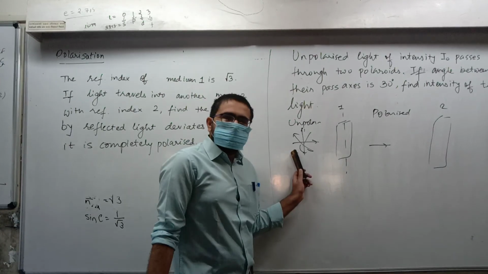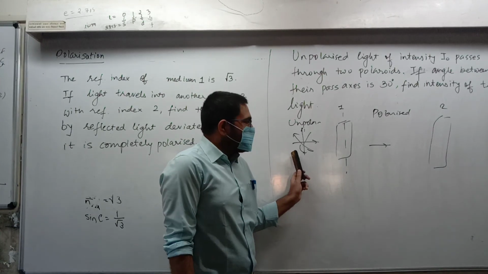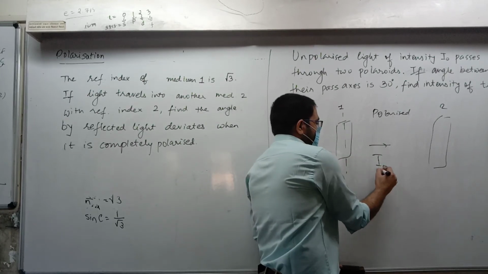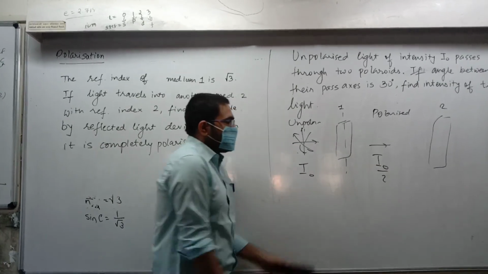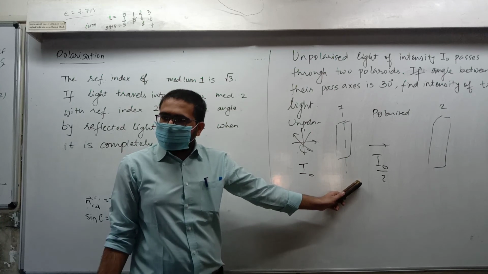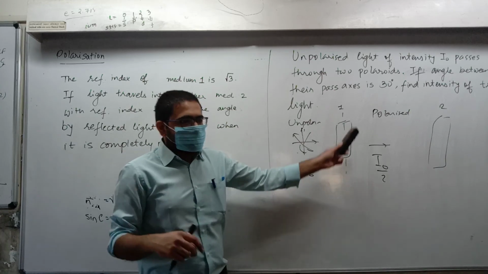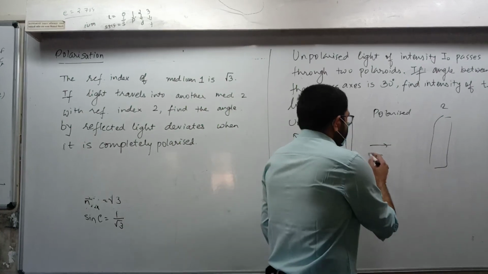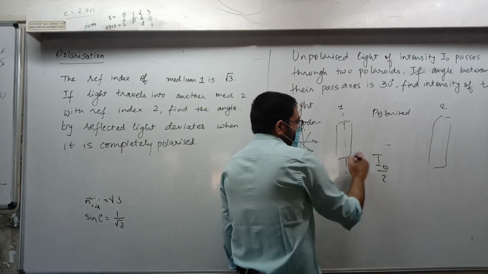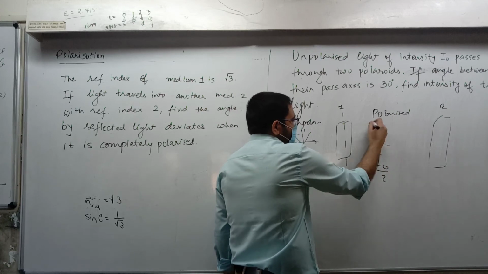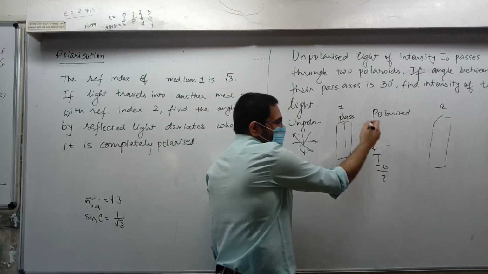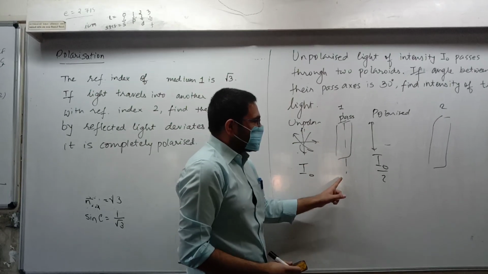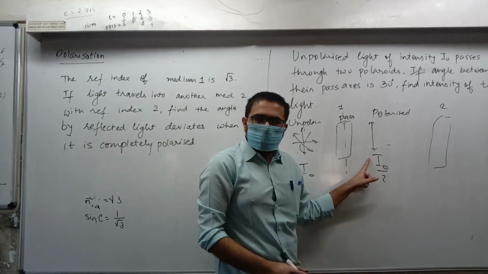Okay, so if this is unpolarized, when it passes through the first Polaroid, you get I0 by 2. Clear? First step. Now time for the second step. If it goes through this, what's going to happen? See, the electric field of this light will be the same as the pass axis, in the same direction. All the random ones will be cut out. Only one direction remains.